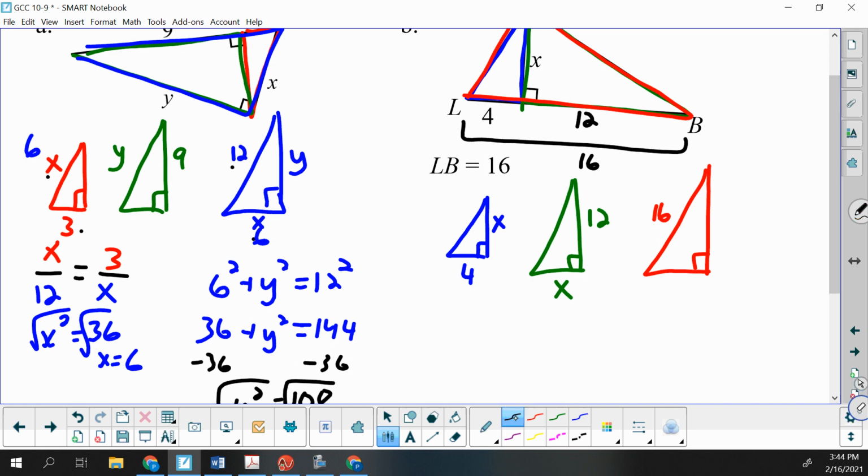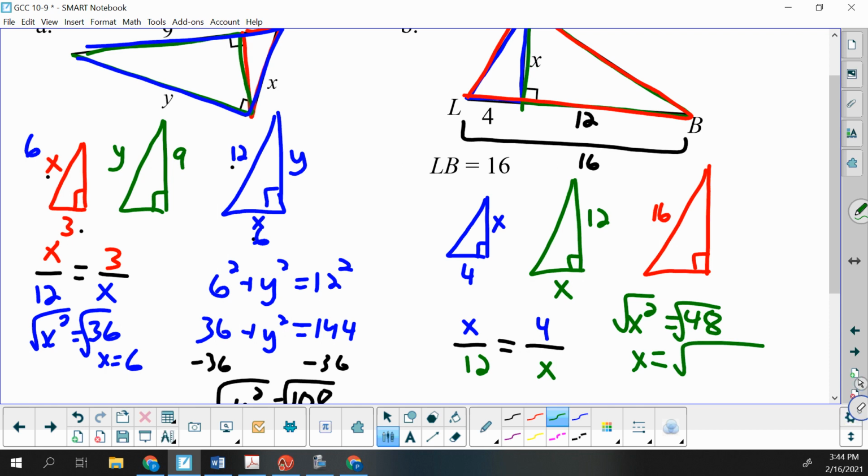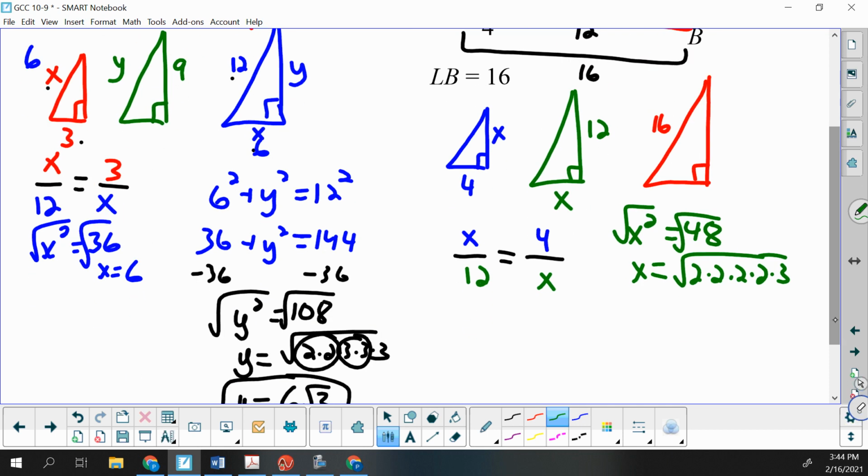So it looks like we want to work with the blue and the green. So x in the blue matches 12 in the green. 4 in the blue matches x in the green. Cross multiplying gives us x squared equals 48. Take the square root of both sides. Square root of 48 doesn't come out nice, so do a factor tree. We'll have 2 times 2 times 2 times 2 times 3. One 2 goes out front for each of those pairs. 2 times 2 is 4, so we get 4 square root of 3 for x.